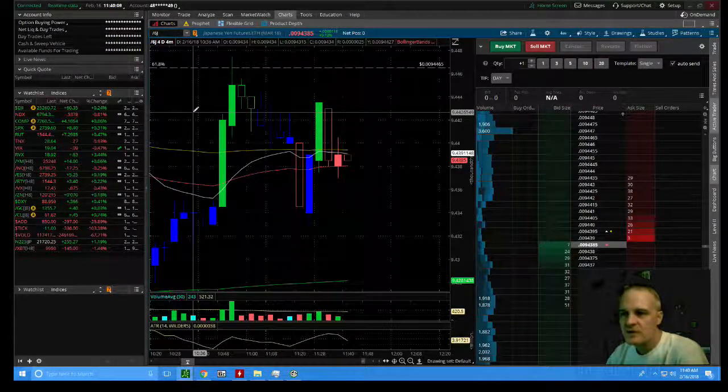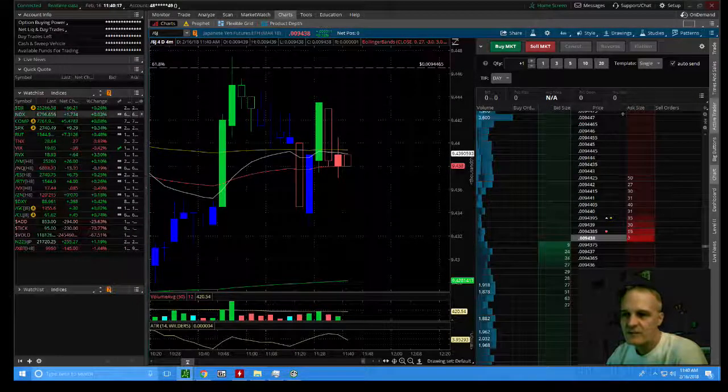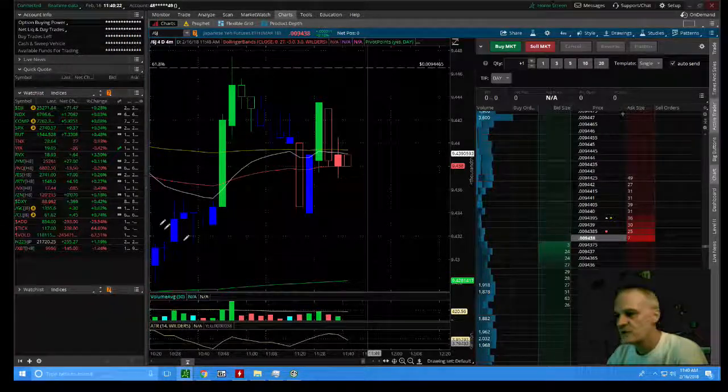The Dow futures are up marginally, 0.06%. The NASDAQ futures are down 0.25%. The S&P futures are up 25 basis points, also about 0.25%, and the Russell futures are up about 0.25%, almost 0.3%.